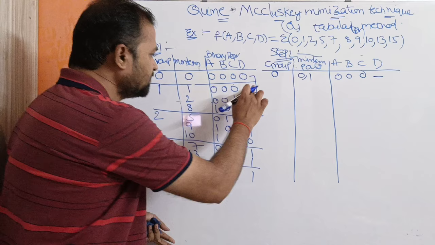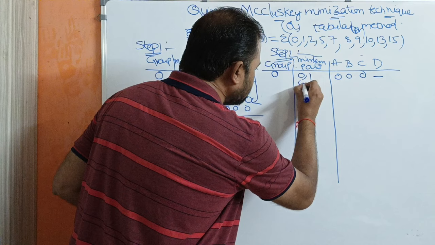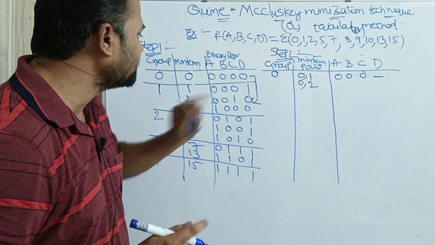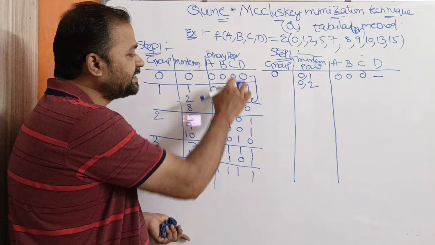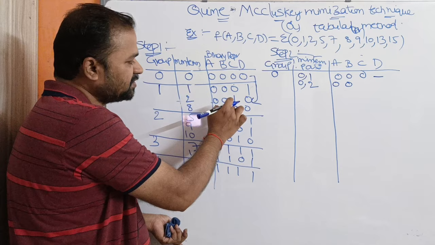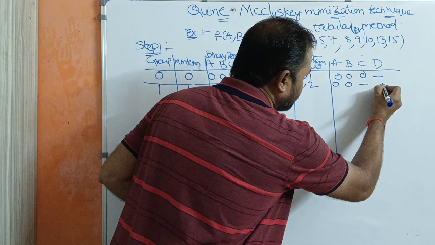Likewise, next to compare 0 with 2. All zeros, 0 0 1 0. Here also, these two differ by only one variable, that is C. The first two are 0 0, whereas coming to the third variable, 0 1. So 0 1 means we have to write a dash, and the fourth one is 0. This dash is nothing but don't care. The value may be either 0 or 1.